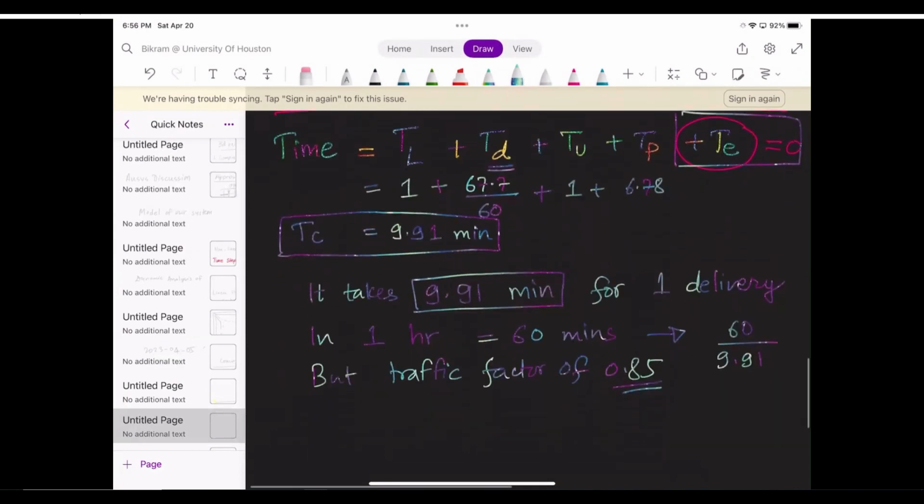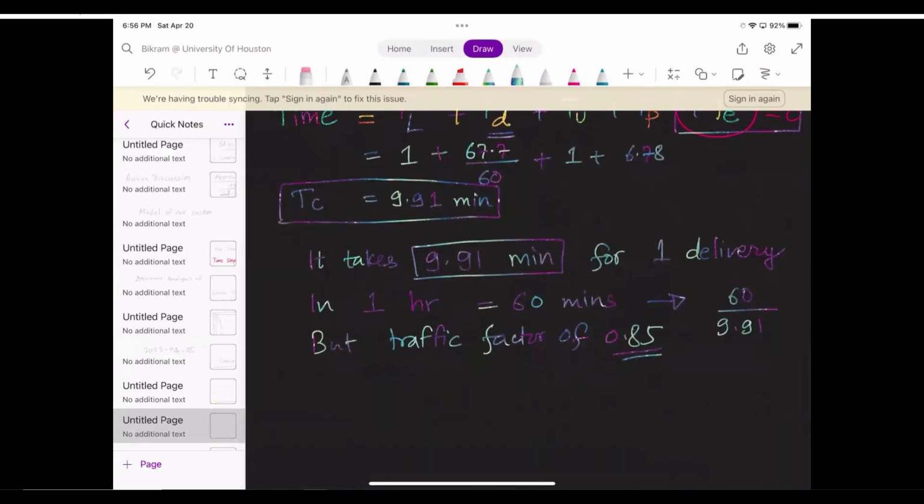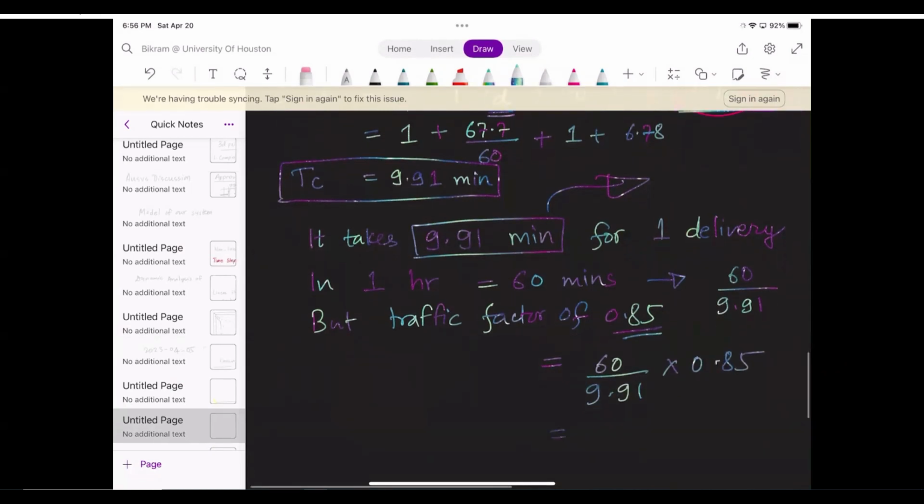Out of this time, we lose 15%, so we are slow by 15%. Now let's multiply this by 0.85. It's efficiency. Because of the traffic factor, we will have only this many deliveries, which is equal to 5.15 deliveries per hour. So this is like efficiency.